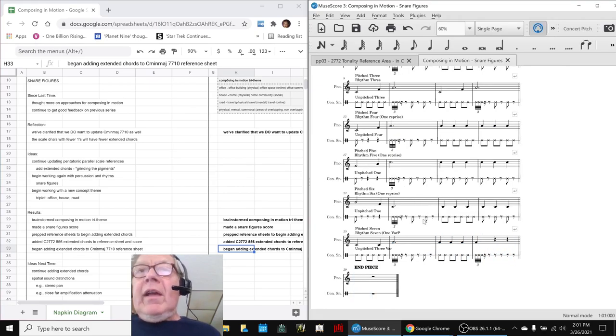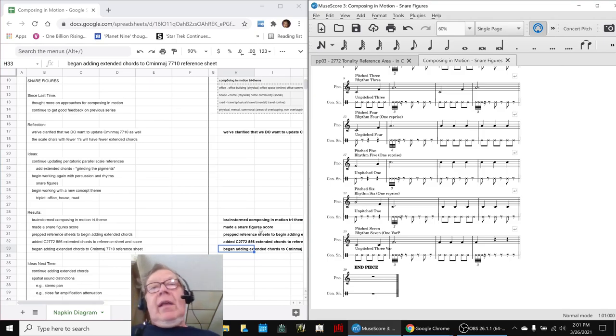And what we really like about this is figuring out how to make it sound like we heard it in our head. We had to use triplet 32nd notes to get that. And we also labeled the pitched figures, pitch six, and they each have their own rhythm, and the unpitched figures, and they each have their own rhythm.